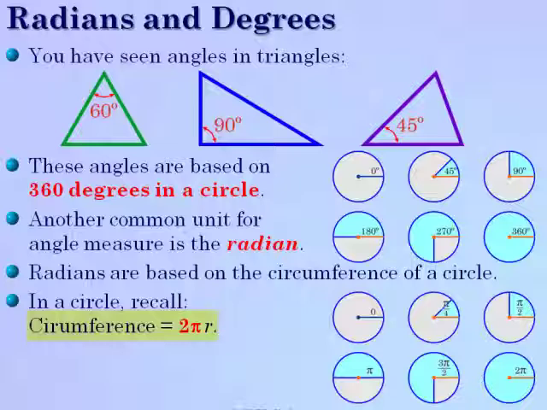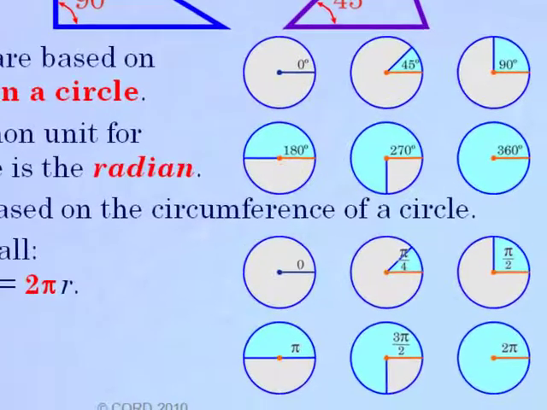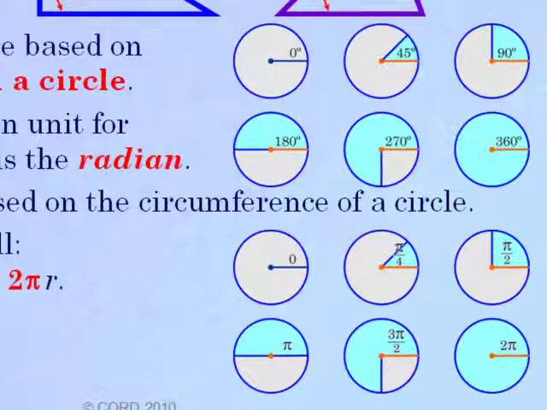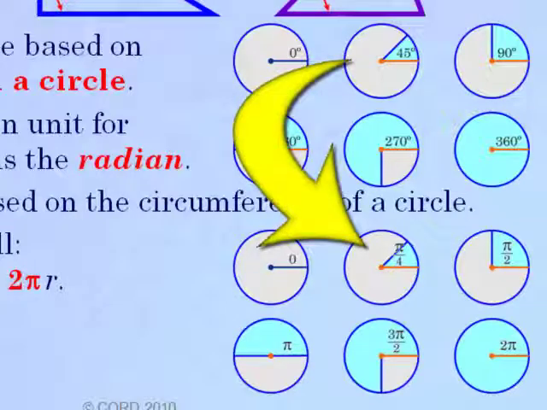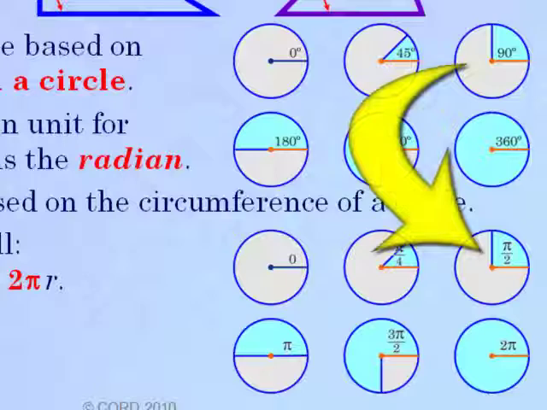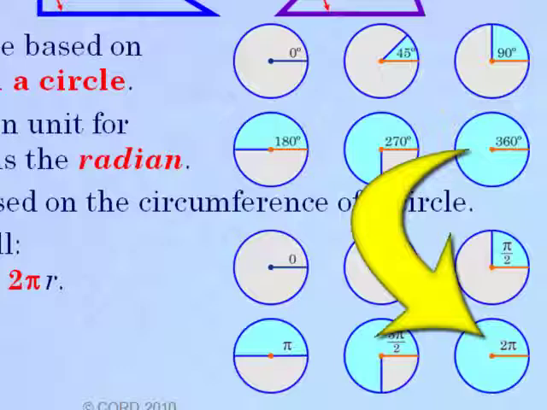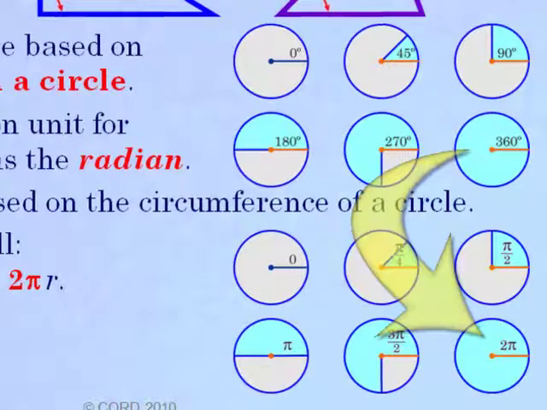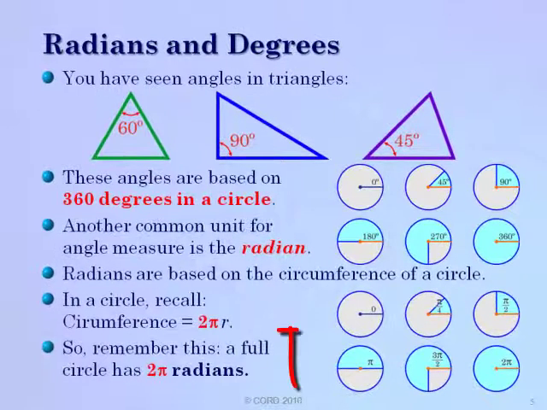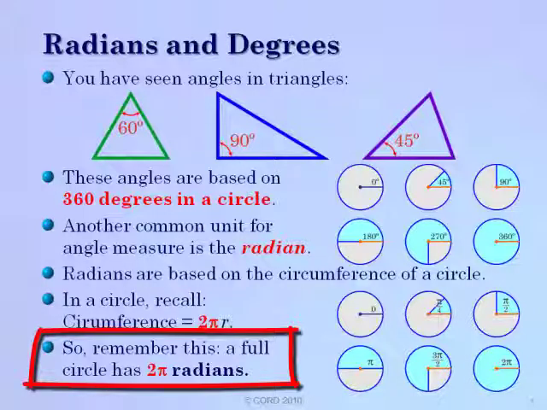2 pi r is usually the more common mathematical way to do it because r is used a lot in the mathematics world. But you'll see that corresponding to 45 degrees, the measure would be pi over 4, or 1/4 pi. Corresponding to 90 degrees is pi over 2. Corresponding to 180 degrees is pi radians. Corresponding to 360 degrees is 2 pi radians. Just remember this, that a full circle has 2 pi radians in it.